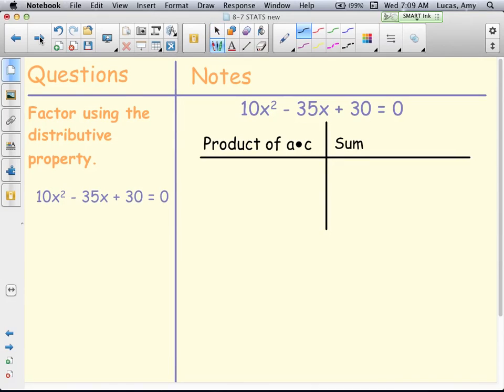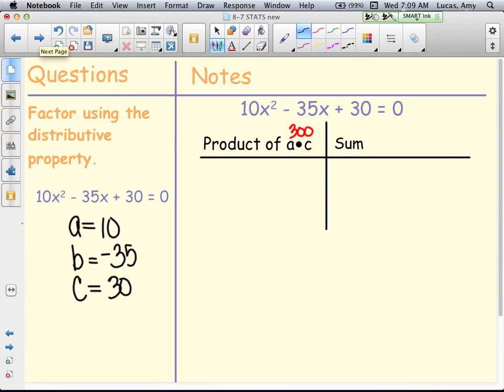Example number 2, a equals 10, b equals negative 35, and c equals 30. So my product this time, 10 times 30 is 300, and we need a sum of b, so my sum needs to be negative 35. So multiplying, I have to get 300, but adding, I have to get negative 35.